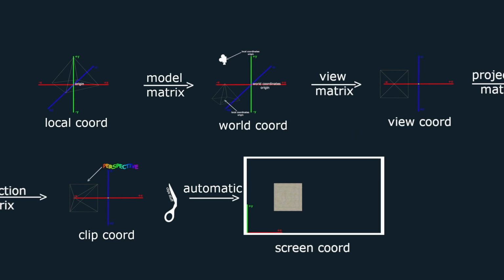Now, in order to move from a coordinate system to the next, we make use of matrices. There are 3 main matrices we make use of. The model matrix, which takes local coordinates to world coordinates. The view matrix, which takes world coordinates to view coordinates. And the projection matrix, which takes view coordinates to clip coordinates. The final transformation from clip coordinates to screen coordinates is done automatically.